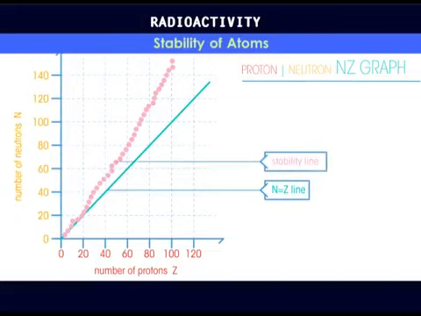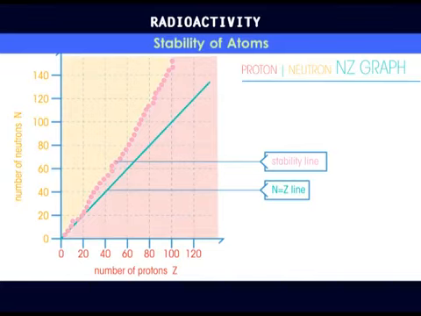If a radioisotope lies left or right of this line, it is unstable and likely to decay to become stable. A radioisotope that lies to the left of the stability line has too many neutrons. A radioisotope that lies to the right of the stability line has too many protons.